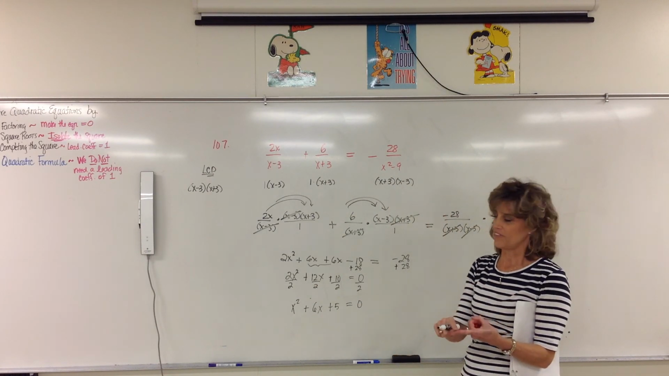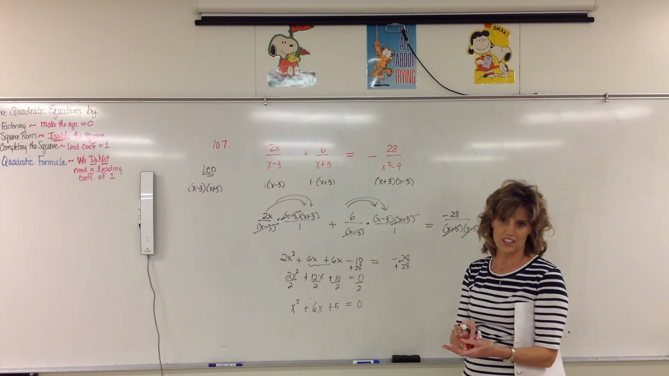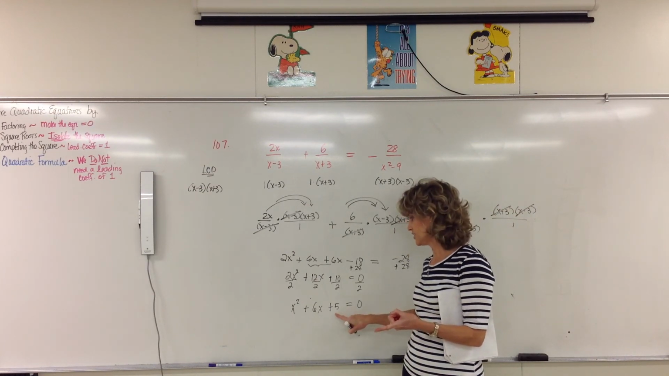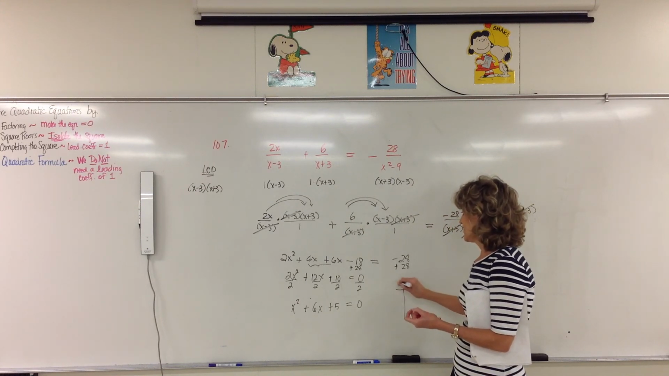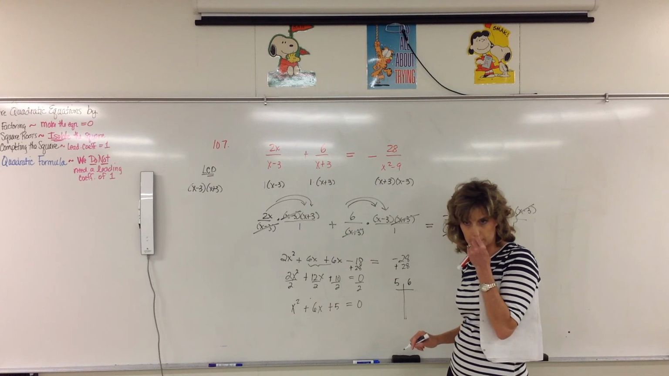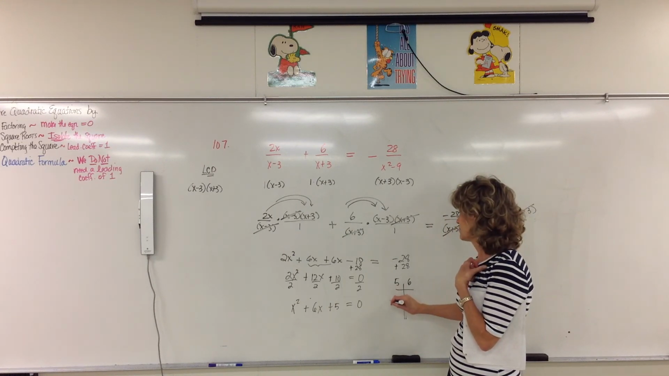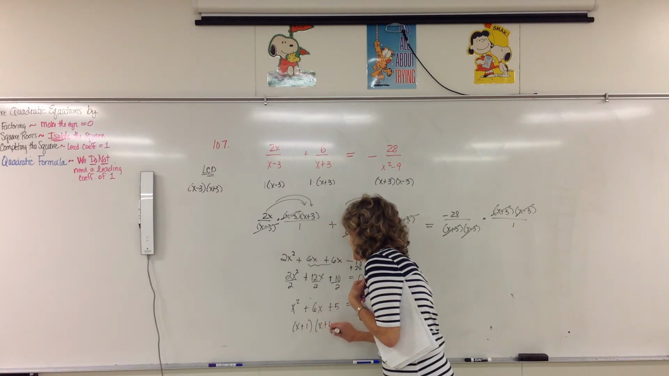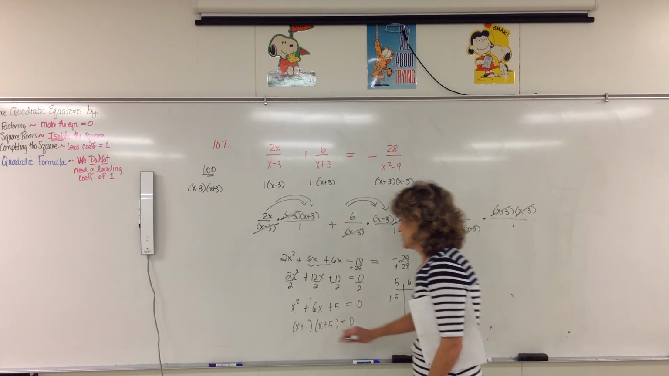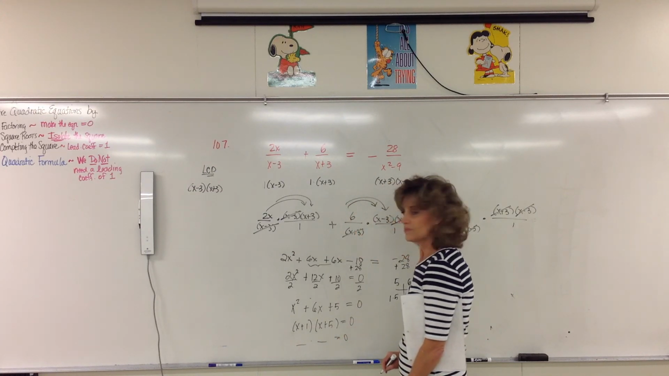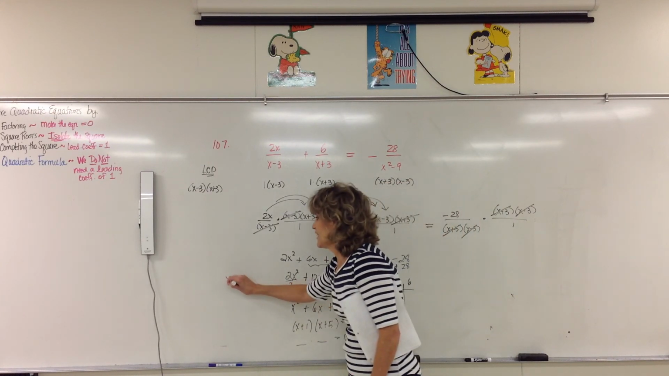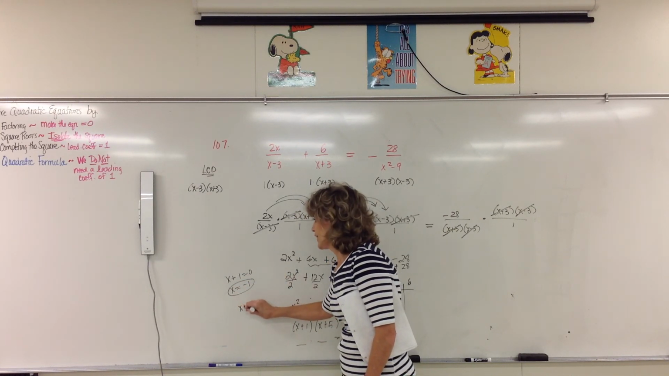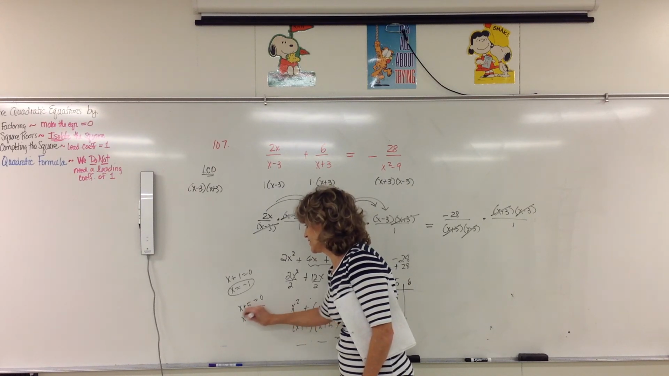So I get to pick: do I want to solve by factoring or square roots or the quadratic formula? I would always try to factor it first. Does it factor? Does anything multiply to be 5 that will add to be 6? 5 and 1. This factors, and if those two things multiply to equal 0, then that means either x plus 1 equals 0, so x equals -1 is a solution, or x plus 5 equals 0, so x equals -5 is a solution.